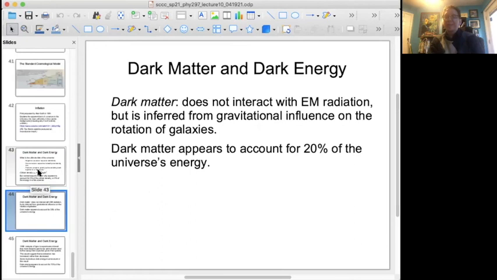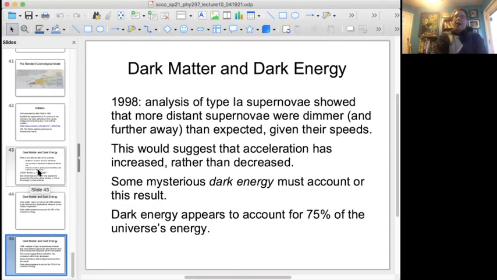So it's been speculated, given what's been observed as far as the motion of galaxies, that there is additional mass in there, and that mass is called dark matter. It doesn't appear to interact with any electromagnetic radiation, but it's inferred from the gravitational influence on the rotation of galaxies. And dark matter appears to account for 20% of the universe's energy. Which brings us to dark energy.